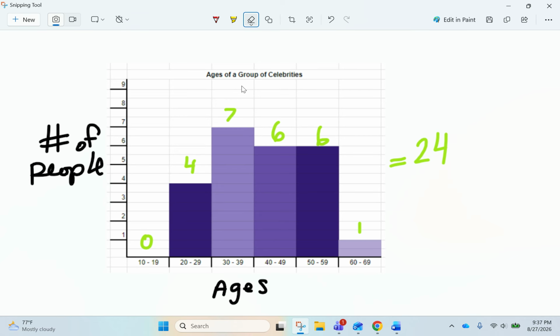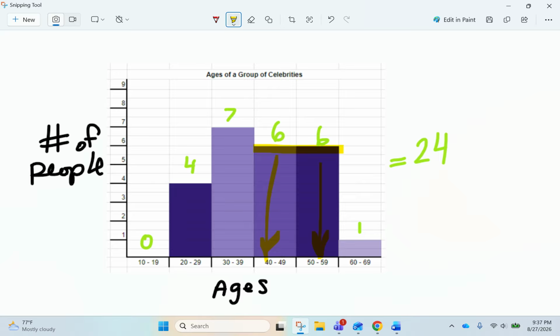Which 2 age ranges have the same amount of celebrities? Okay, the age ranges, that's talking about these bars, these bins. Which one of these bins have the same amount? Well, the bars that are the same size, right? There's 6 people who are in their 40s. There's also 6 people in their 50s.